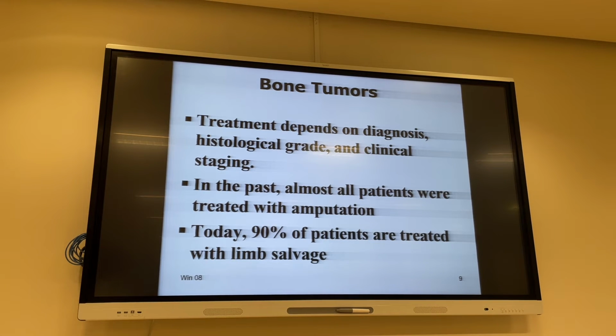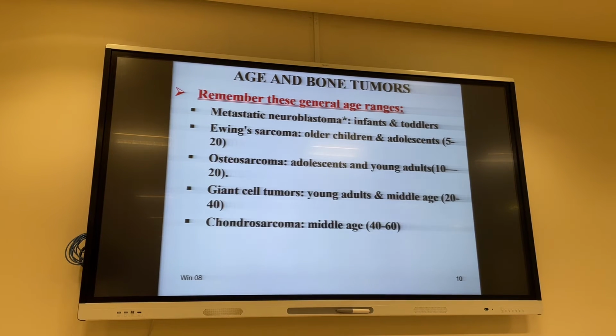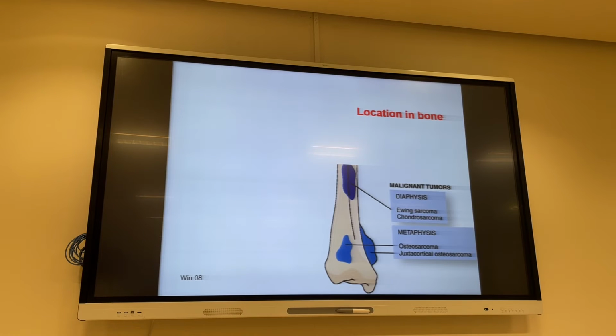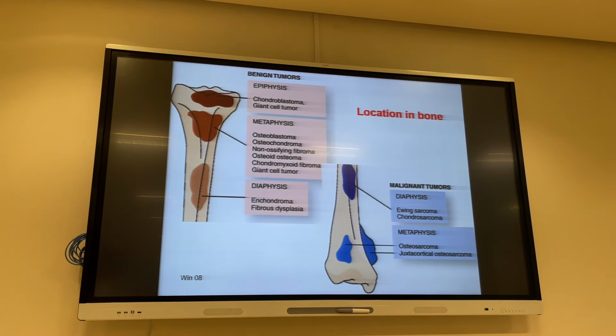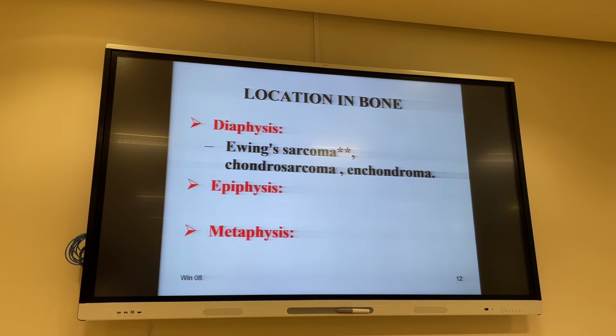All right, so we did talk about this. We did talk about this as well. Okay, talked about the location within the bone. We already talked about this. All right.